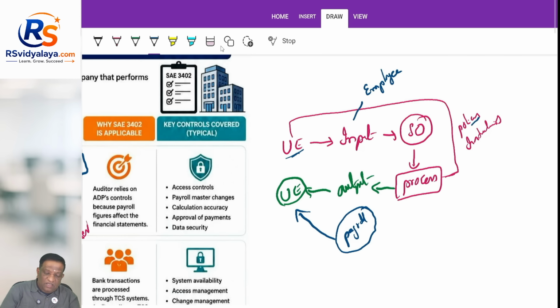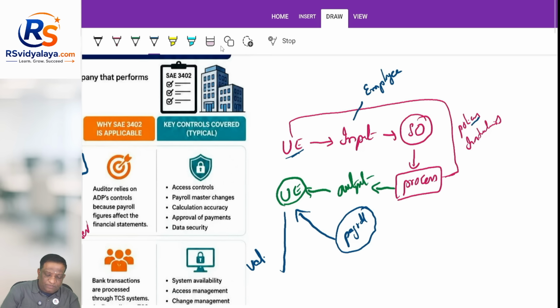Then the user entity will validate the data that is given by them, and then they will give this to their banker for making the payment. This is for payment.